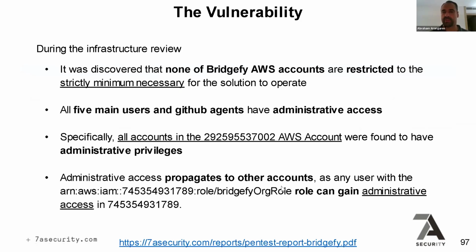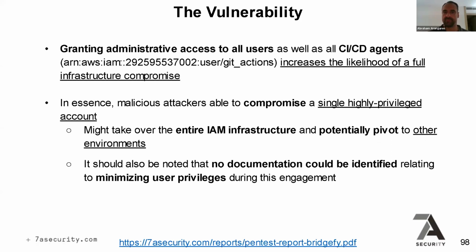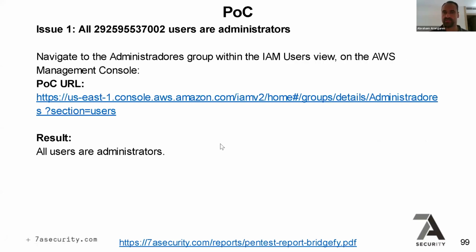So admin access propagates to other accounts, as any user with this particular role can gain administrative access in this other place in AWS. And basically, this is how a lot of AWS or cloud audits go, right? Like you have access to certain things, but then because of some misconfiguration, users can escalate privileges, right? So that's basically the story. So a malicious attacker can compromise a single highly privileged account and could take over the entire IAM infrastructure and potentially pivot to other environments and so on, right?